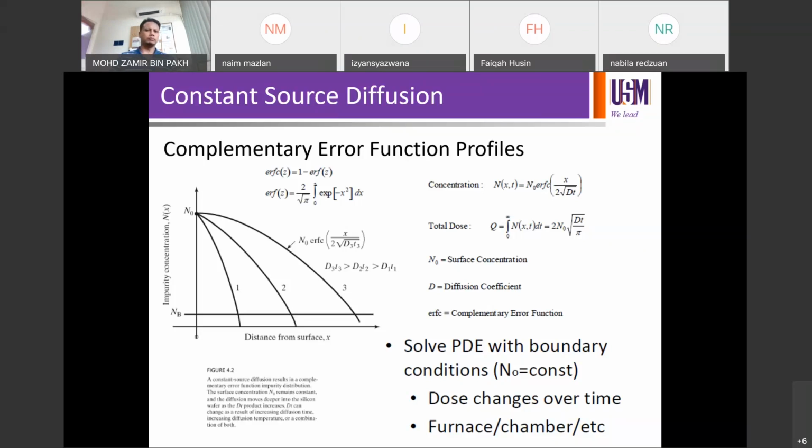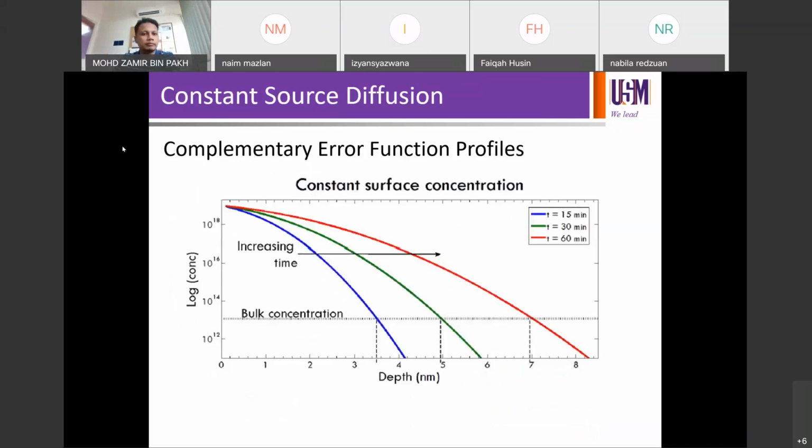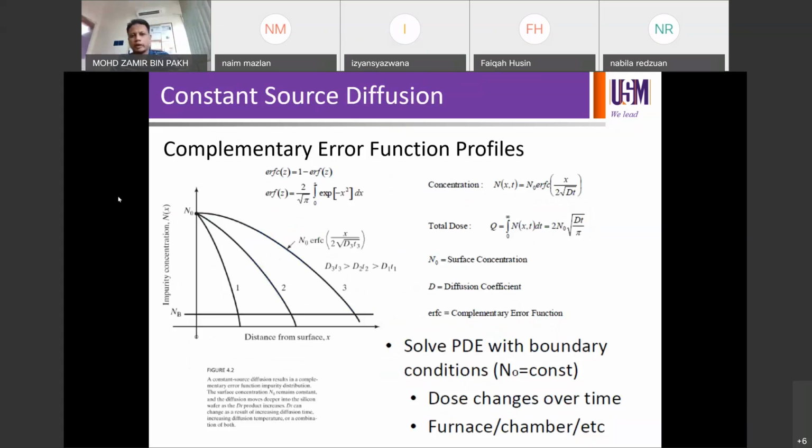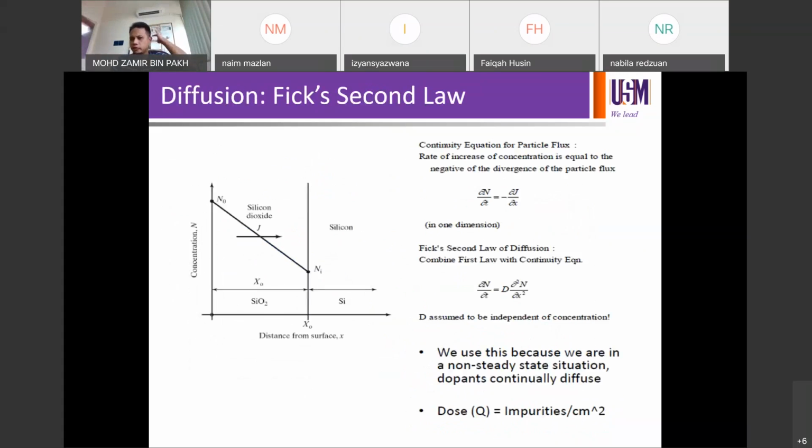Okay. So recap everything before we move on. In the last lecture, we discussed two types of diffusion process, which can be either constant source diffusion or limited source diffusion.